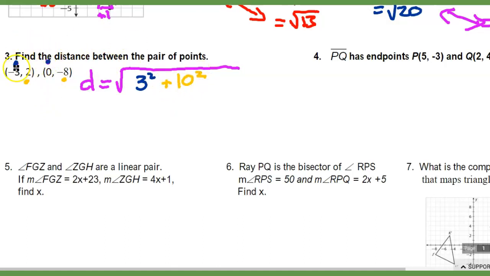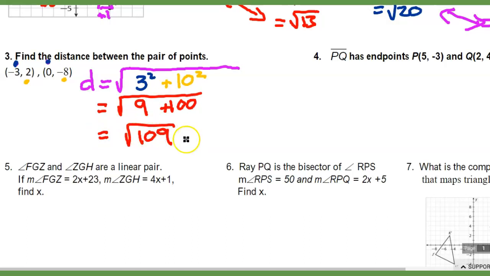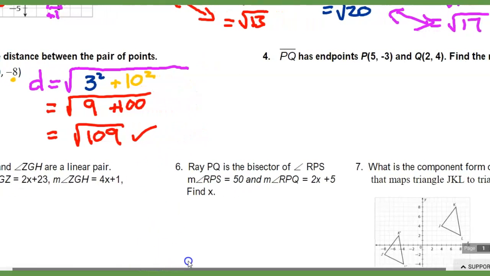And we can get those by subtracting if we want. 0 minus negative 3 is positive 3. Negative 8 minus 2 is negative 10, which of course when we square these, the negatives don't matter. And we can go ahead and solve this. So we have 9 plus 100. So this is going to equal the square root of 109. And that's good enough for our answer for these problems. We do not need to approximate or get a decimal for those answers.